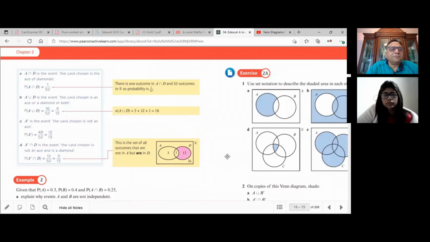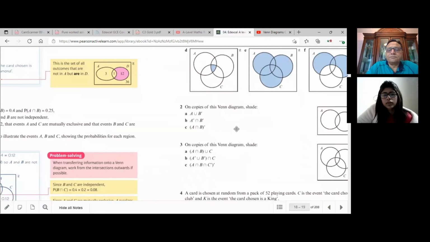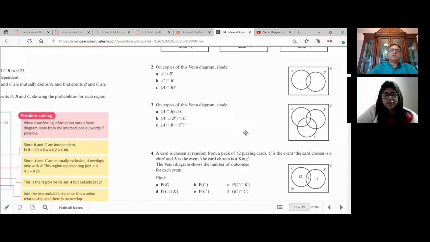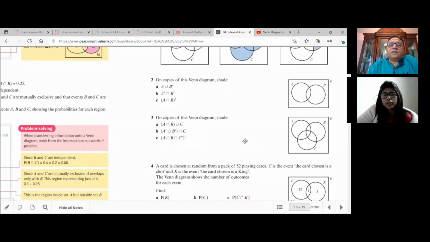You can take up any examples you want. Okay, Venn diagram. Yeah, we'll focus on Venn diagram. That's a good idea. So question number 2: on copies of this Venn diagram, shade A union not B. Let's try to understand how we do that.